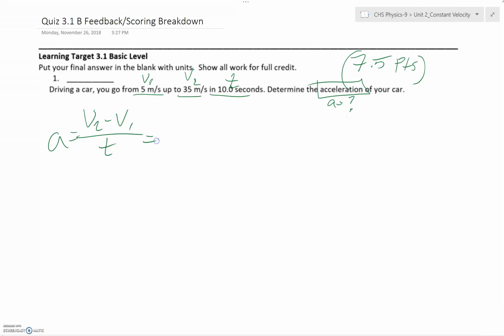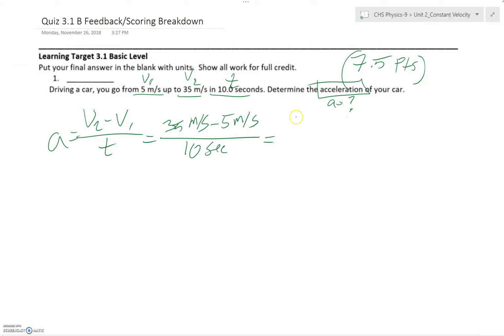And then GUESS, the first S is substitute. So now I'm just going to take my givens and substitute them into my equation. So I end up with 35 meters per second minus 5 meters per second divided by T, 10 seconds. And then we simplify. That's our solve. Sorry, that's our last step.